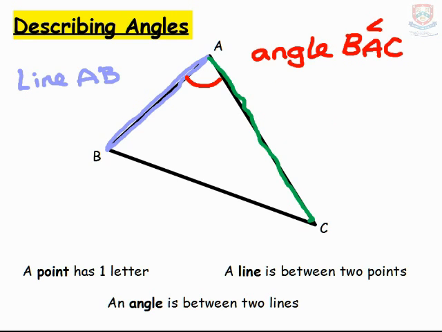Likewise, if we were to describe one of the other angles, for example this one down here, it's not angle C. What we would call this would be angle ACB with the symbol over the C. Again, you can reverse this to be BCA.